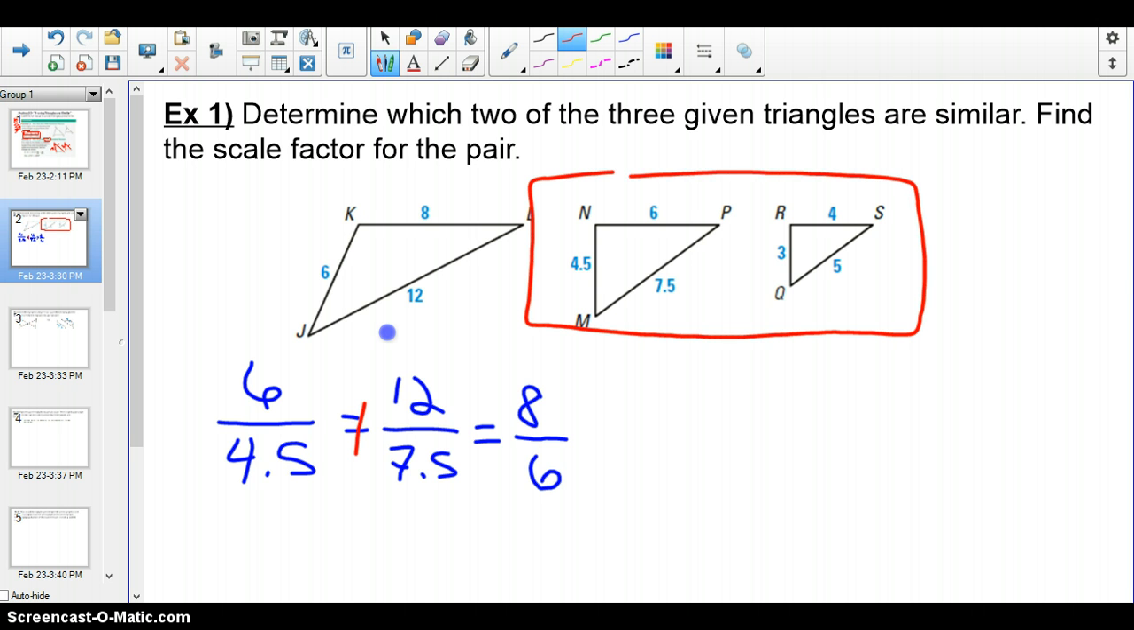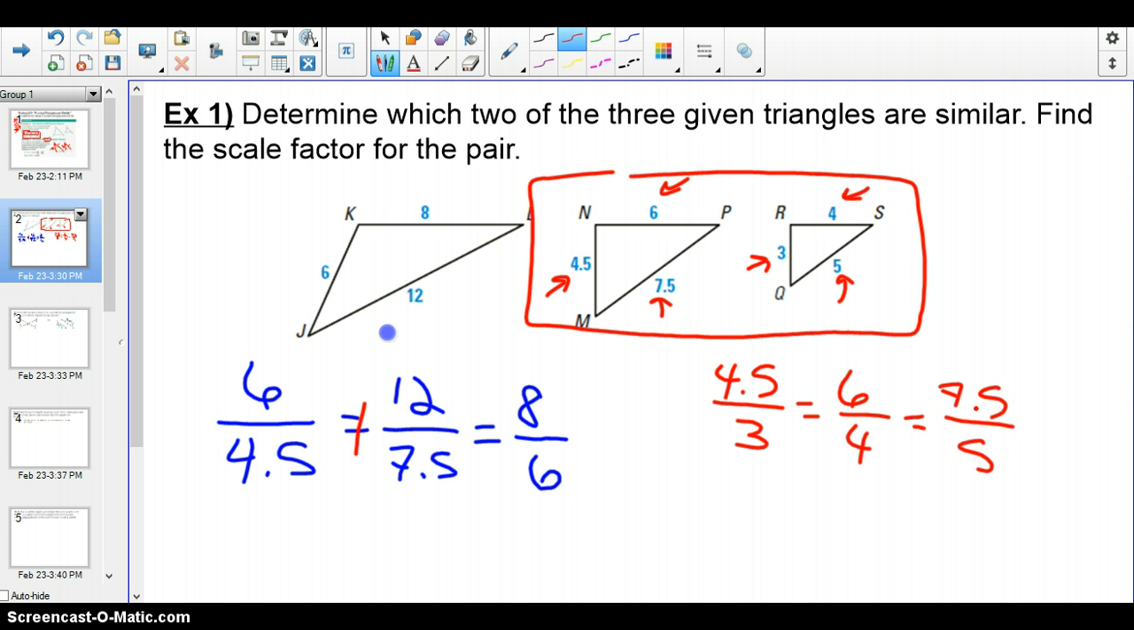I'm going to check the shortest sides here, which would be 4.5 and 3. So 4.5 divided by 3 must equal the ratio of the middle sides, 6 and 4. And that must equal the ratio of the longest sides, 7.5 to 5. And that is true. They all have the same ratio, and that ratio turns out to be 3 to 2. The scale factor, or the similarity ratio, is 3 to 2.